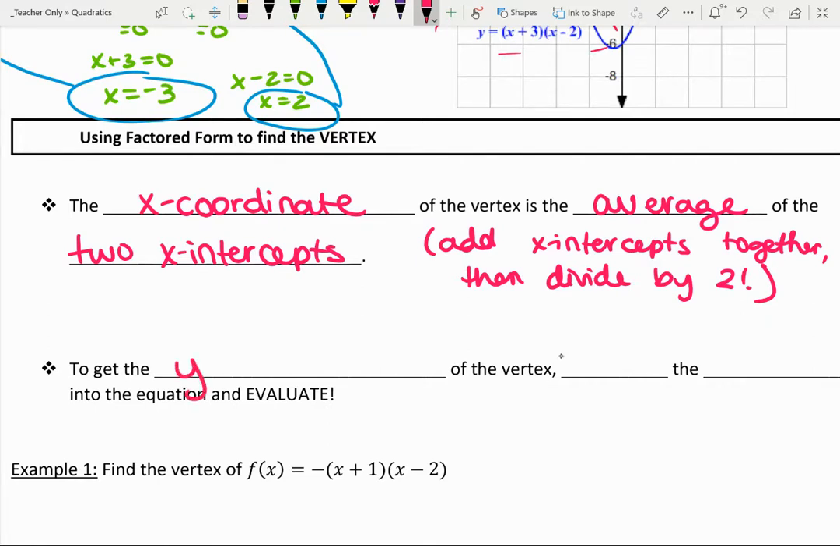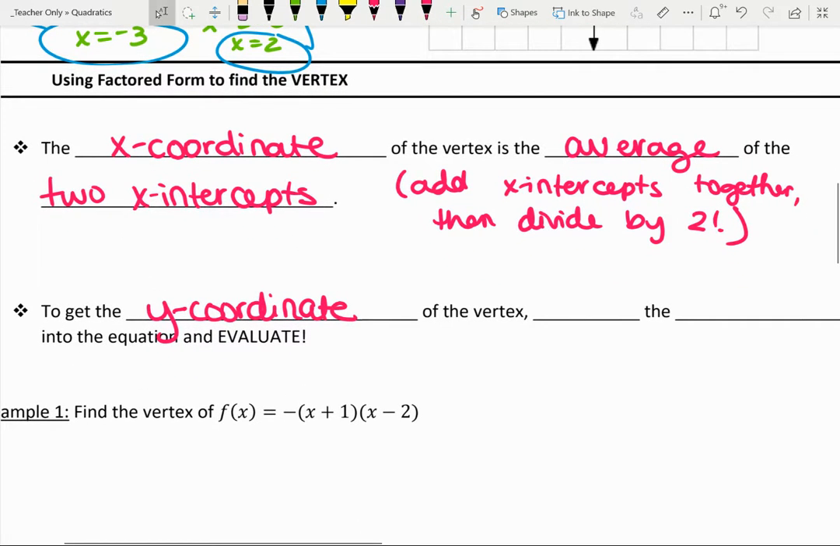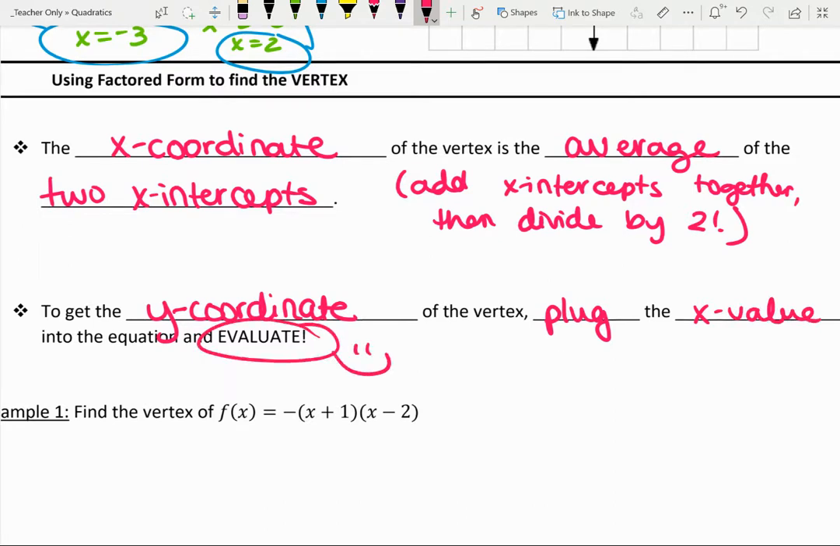And then to get the y coordinate of the vertex, well, we've done something like this already. Once we have the x-coordinate, right, we plug it in. We plug in the x value into the equation and we evaluate. We just figure out the resulting number.